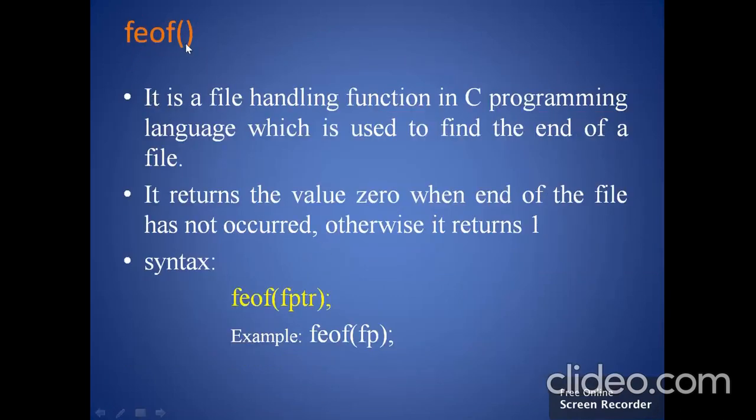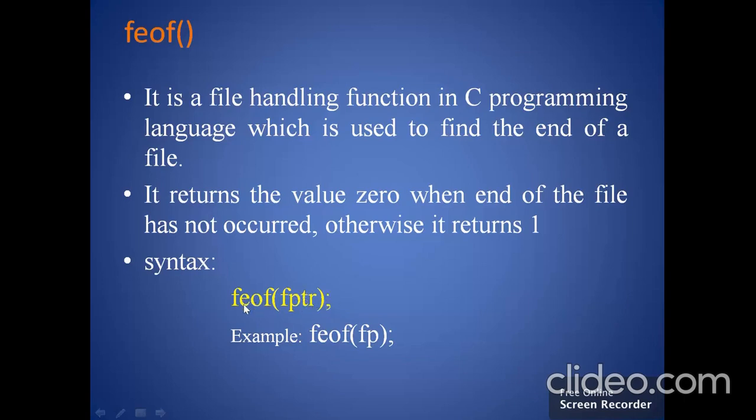Next, the feof function. The feof function is also known as the end of file function. It is a file handling function in C programming language which is used to find the end of a file. It returns the value 0 when the end of the file has not occurred. Otherwise, it returns 1. Next is the syntax of the feof function, that is feof. Inside the bracket, we will put fptr, then we will put a semicolon.